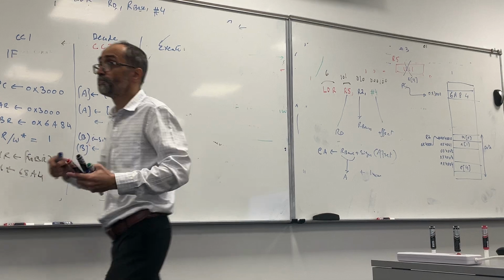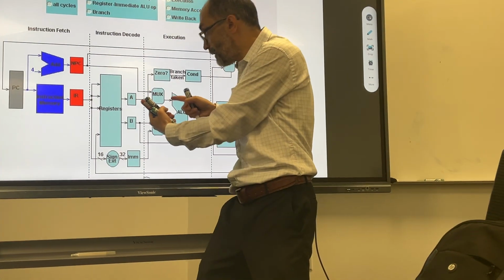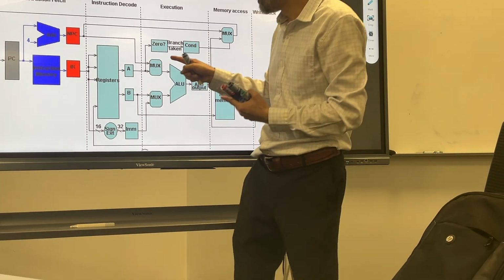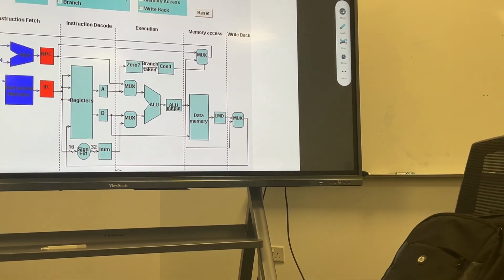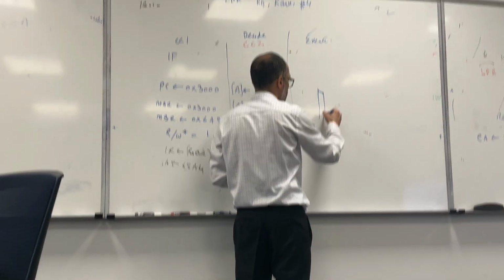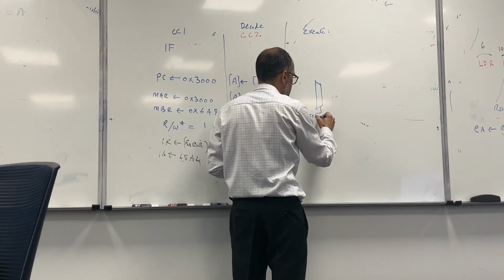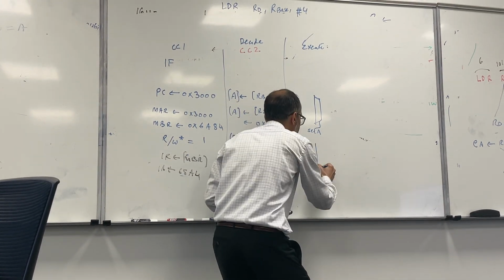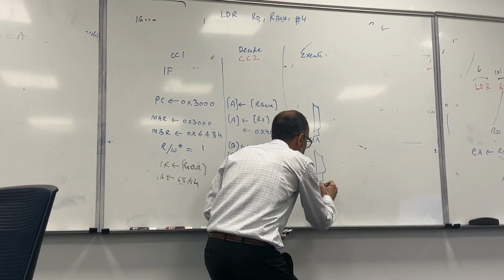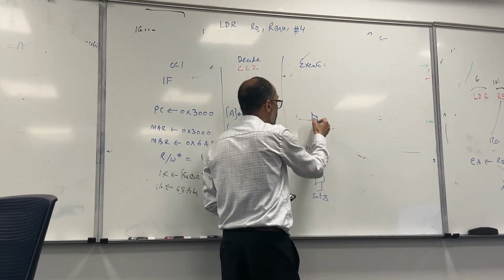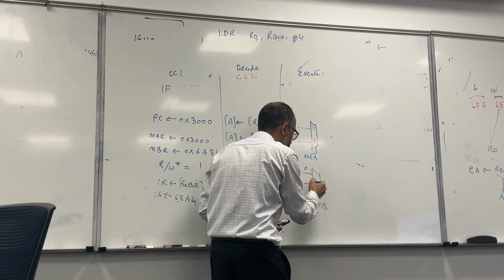But in the execute stage, please look here. Now we have two muxes. A will pass here. Please remember this is important. Now we have a mux here, and this is the select line of the first mux, sel A. Then we have the second mux with sel B. This is 0 and this is 1.